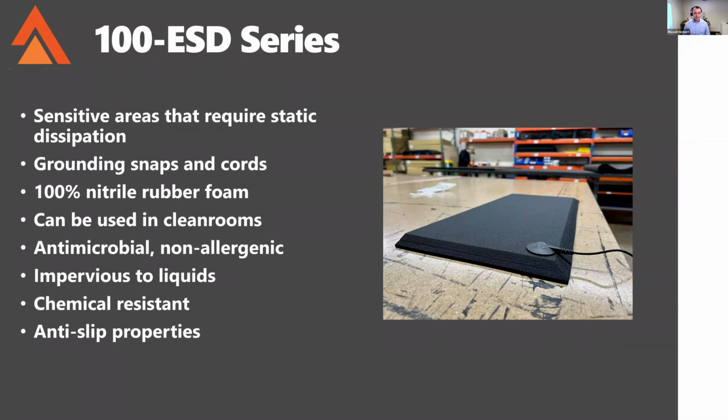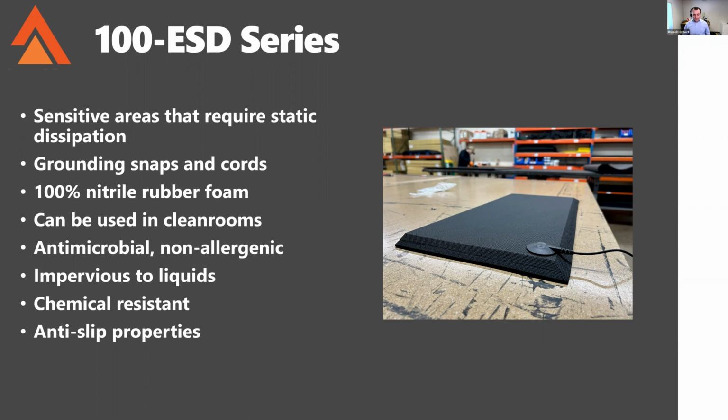So a couple of things to point out when considering ESD, ours or otherwise, would be, do we need the grounding snaps? Do we need the grounding cords? What sizes are we looking to create here? Do we need custom shapes, custom layouts, or is it more of a standard setup that we have? And then you also want to think about the actual conductivity ratings on the mats as well. Make sure they're up to the standard that you need for those particular areas.